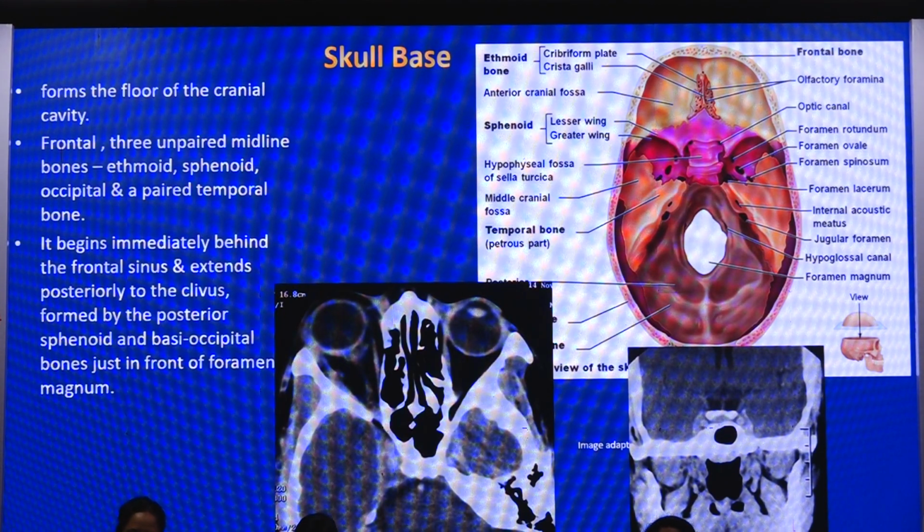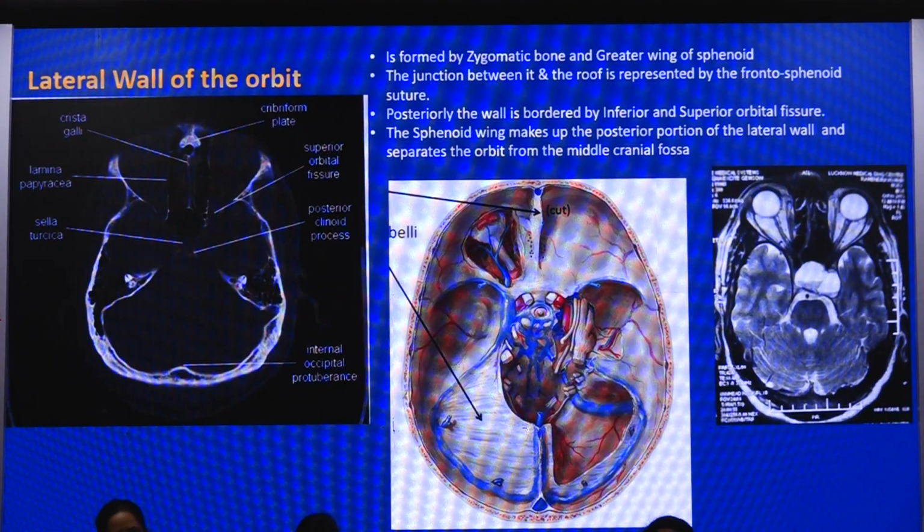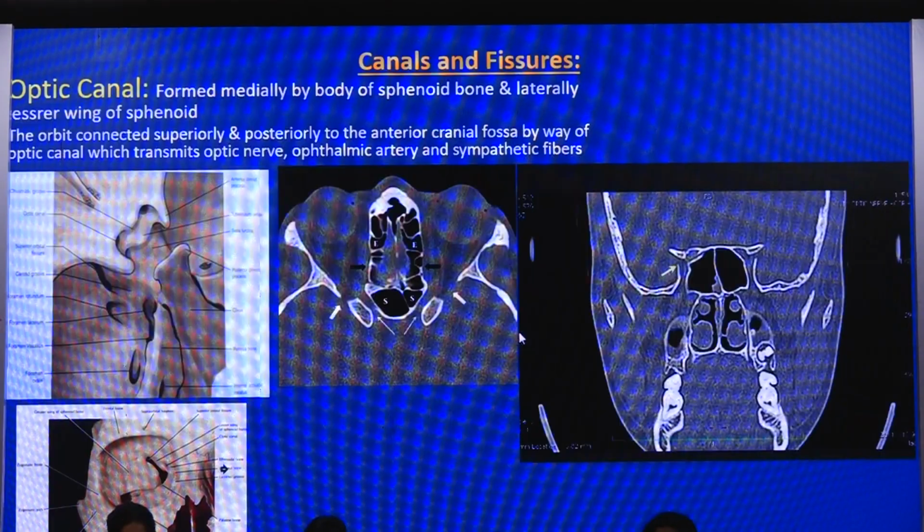So now coming on to the skull base. What is the skull base? It is formed by the sphenoid bone and the occipital bone. This is the clivus. This is very important because it is also forming the roof of the orbit. Now the lateral wall of the orbit, importantly, is formed by the wing of the sphenoid. Over here you can see, it is very much in contiguity with the middle cranial fossa, and here lies the temporal lobe. So this is again an important thing to know about.